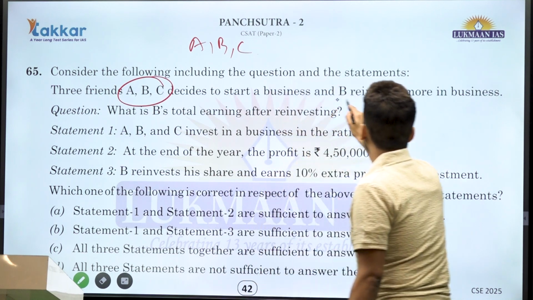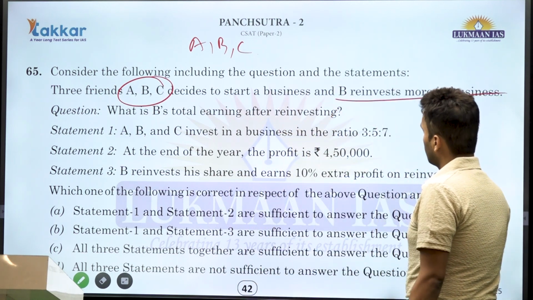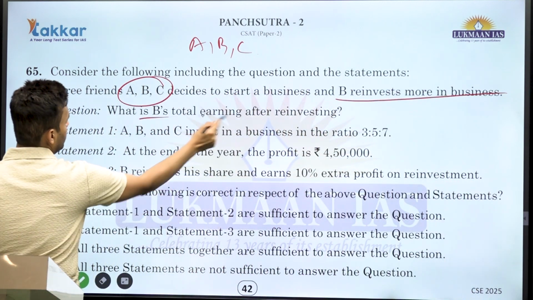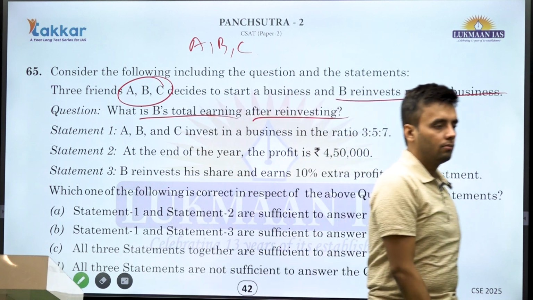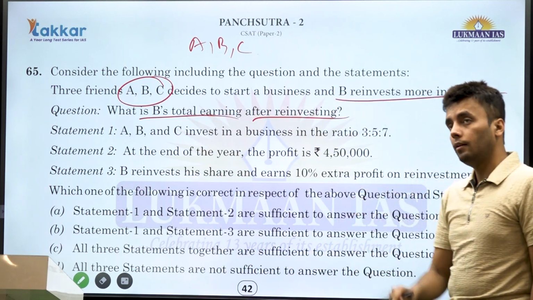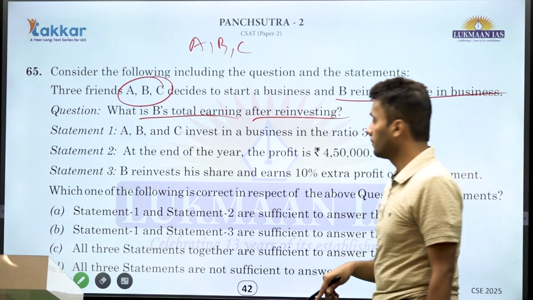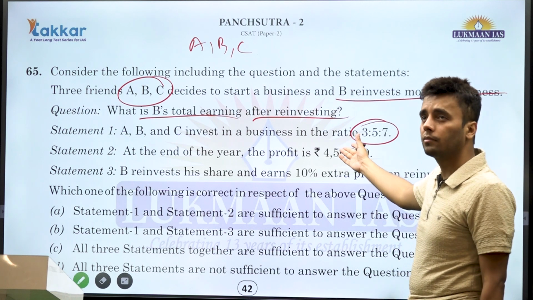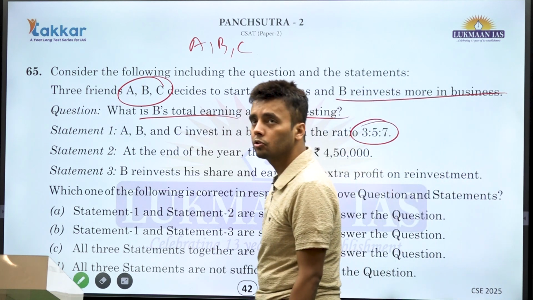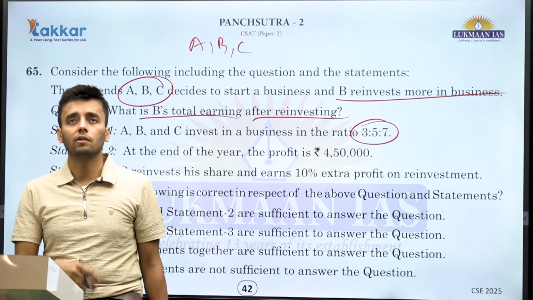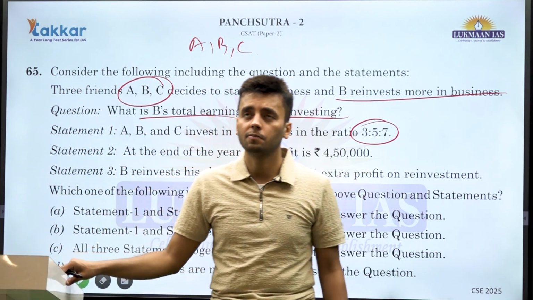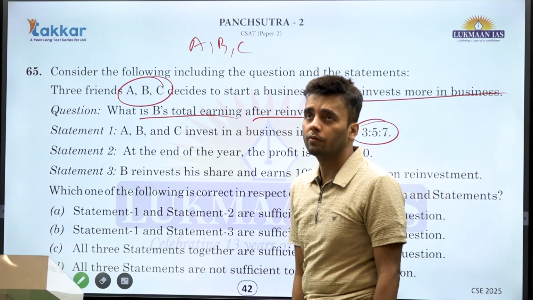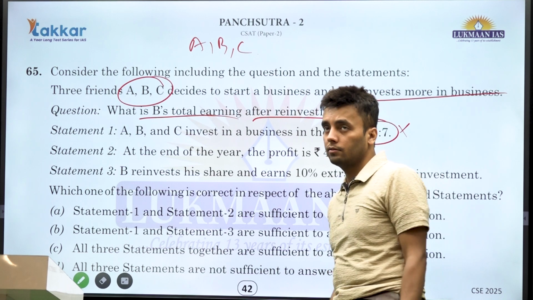They start a business and B reinvests more in the business. Out of these three, B is investing more. The question is, what is B's total earning after reinvesting? That means B has invested once and then is investing again. A, B, C are in the ratio 3:5:7. Here we are given that the initial investment is in the ratio 3:5:7, but it is not giving us the total amount of money invested or how much B is investing after reinvesting. So statement 1 is not sufficient to answer.